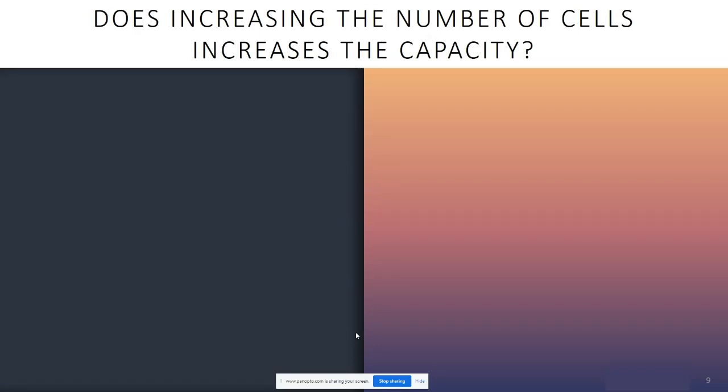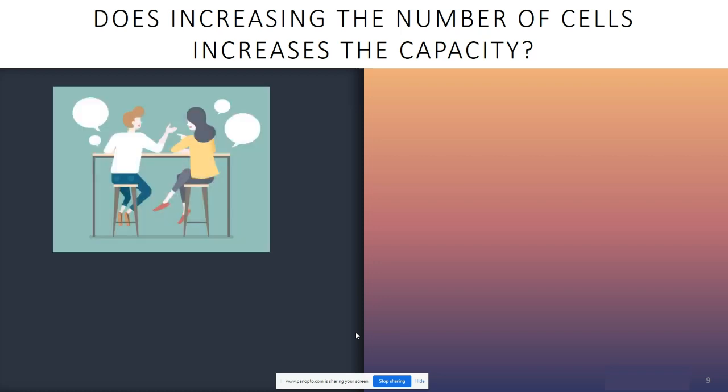Okay, so we are now on our third question, which is, does increasing the number of cells increase the capacity? What you can see here is two persons making conversation to each other. Imagine one is the base station, and the other is a terminal. In the given rectangular area, there is one base station and one terminal communicating with each other.